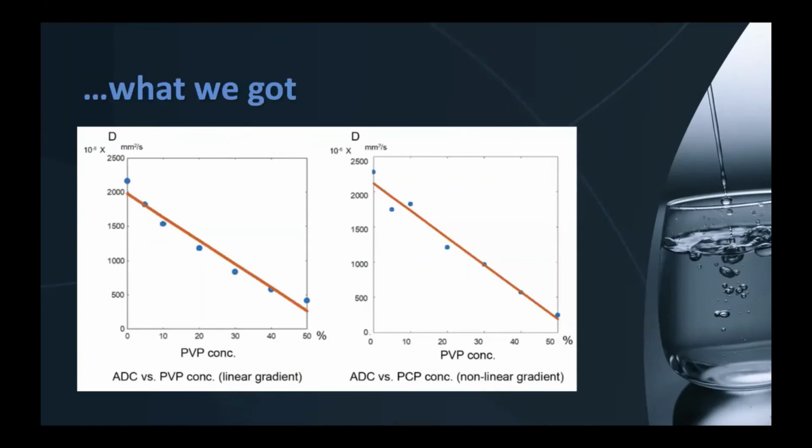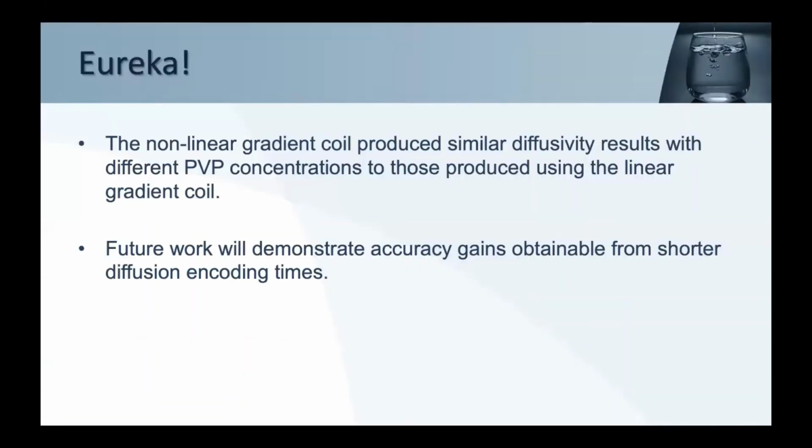And this is what we got. With both the linear gradient and non-linear gradient, we can see we have an inverse proportion between diffusivity and PVP concentration. So we proved what we wanted to prove. The nonlinear gradient produced similar diffusivity results with different PVP concentrations to those produced in the linear gradient coil, but of course, work isn't done. Future research will have to demonstrate gains obtainable from shorter diffusion encoding times.